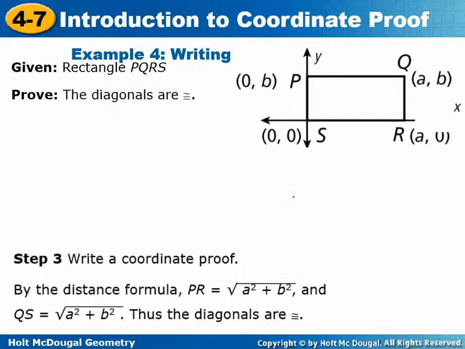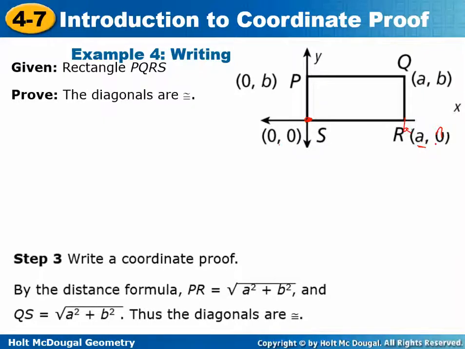All right, so here's an example. We have a rectangle, and we want to show that the diagonals are congruent. So the first step is to draw your sketch, and I already put it here. We've got one point at (0, 0). Now I picked that I'm going to let this be a. I just made that up.